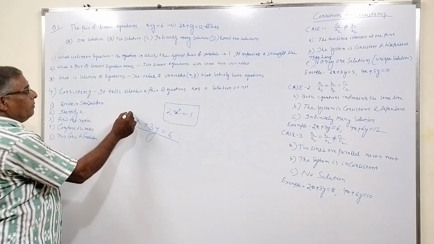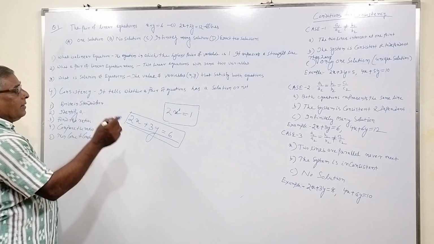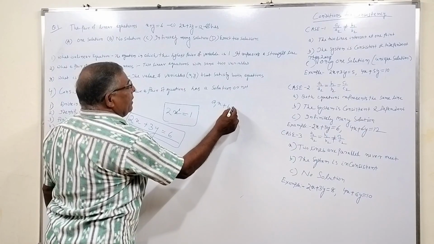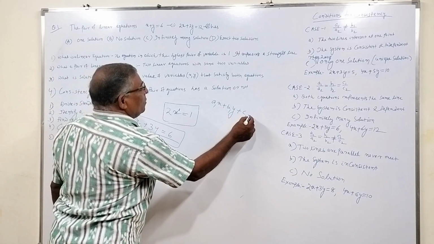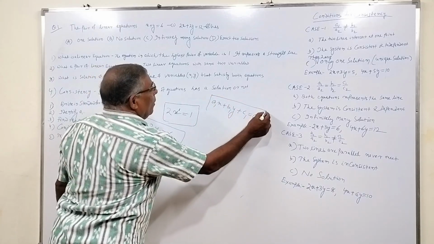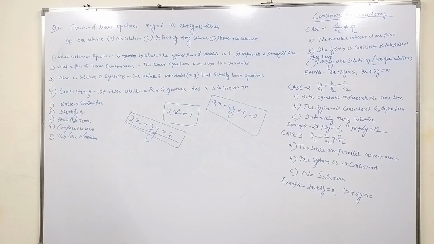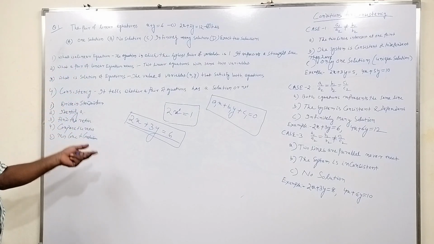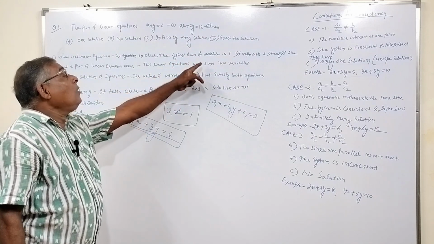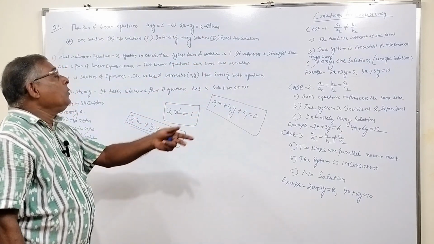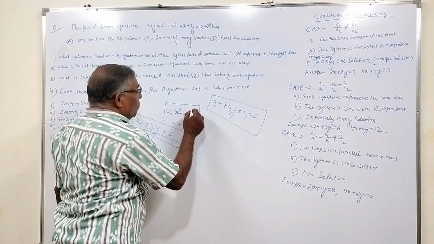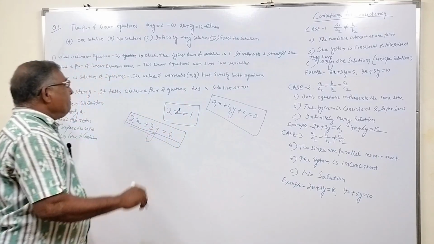Then what is its standard form? Its standard form is a1x plus b1y plus c1 is equal to 0. This is the standard form of a linear equation. Clear? Tell me, what is a linear equation? The equation in which the highest power of a variable, that is the unknown quantity x, y, z, p, q, will be 1. That is a linear equation.